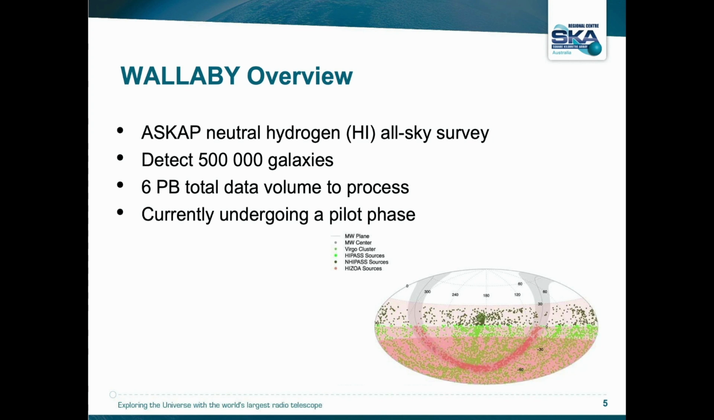To give you an overview of WALLABY, it's an ASKAP neutral hydrogen all-sky survey, and it's very exciting because it provides a map of neutral hydrogen that's significantly better than what was available previously with HiPass. So it has much better spatial and spectral resolution and greater sensitivity, and we're expecting to detect 500,000 galaxies and process data on the order of 6 petabytes by the time the full survey is complete. So it's a new big data problem, and currently we're in the pilot phase, and we are working with WALLABY in this pilot phase to develop a post-processing framework.